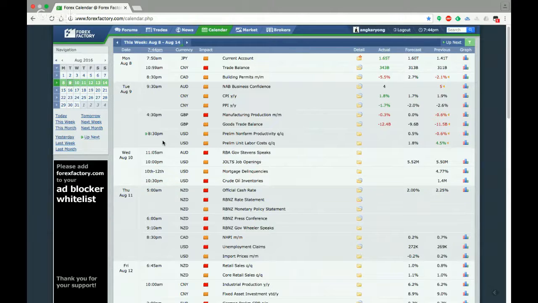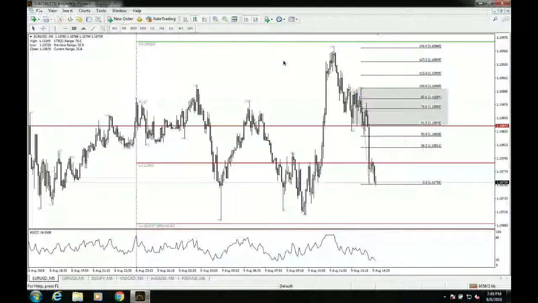Later on at 8:30, we'll have US prelim non-farm productivity as well as unit labor costs. Not a very important kind of data, but having said that, it's definitely still going to move the market a little bit, especially when we are day trading. This is going to come in at 8:30. Current time in Singapore is 7:45, 15 minutes to the US market open. With that, let me go over to the charts itself.